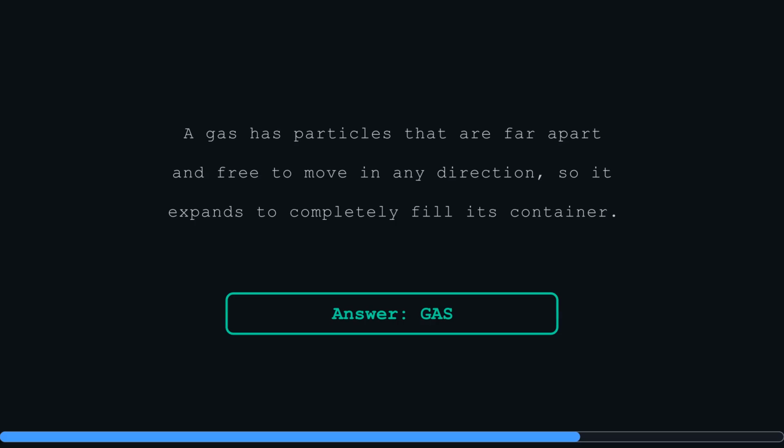The answer is gas. A gas has particles that are far apart and free to move in any direction, so it expands to completely fill whatever container it is in.